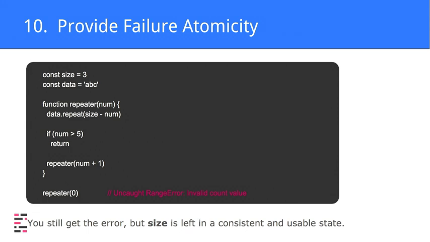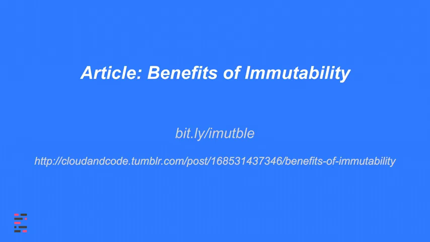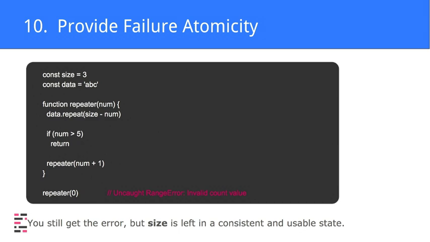Size is still 3. We have failure atomicity because the next thing that wants to use size is still in a valid state. Something like that. Anyhow. So this is a second benefit of immutability.